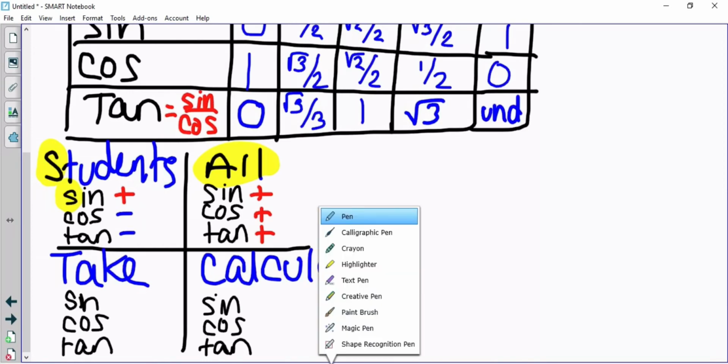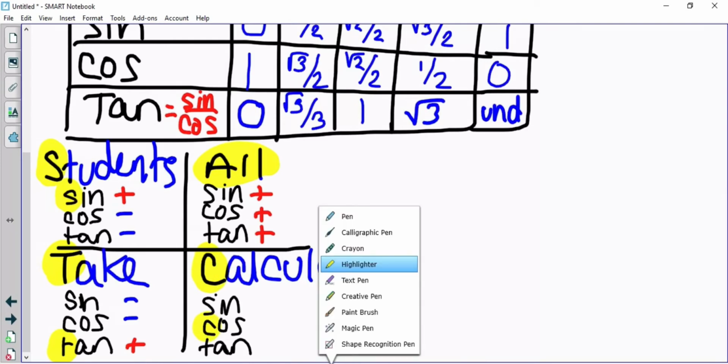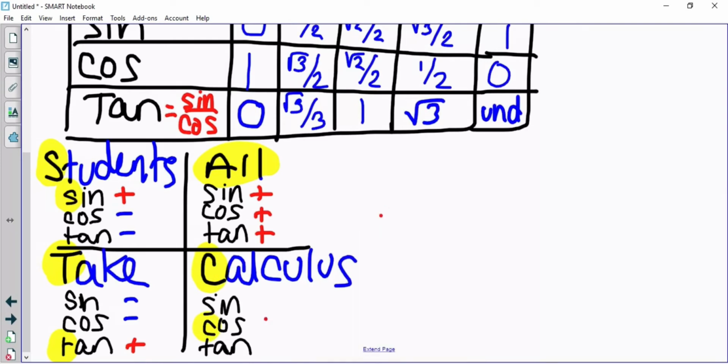Okay, third quadrant is Take. It starts with the T, so does tangent. That tells me that tangent is the only one that's going to be positive. Sine and cosine are negative. And then last up, I have my fourth quadrant, which says Calculus, begins with the letter C, as does cosine. Cosine is my only term that's going to be positive out of these three. Sine and tangent are negative.